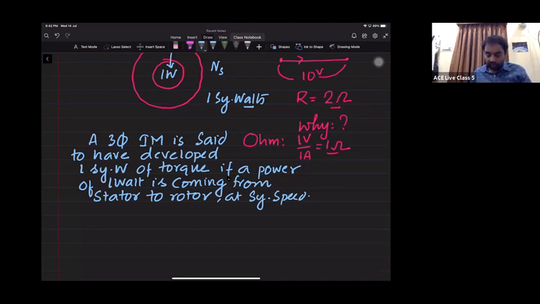So a 3-phase induction motor is said to have developed 1 synchronous watt of torque if a power of 1 watt is coming from stator to rotor at synchronous speed. This is the definition for synchronous watts. Just like ohms, if 1 volt results in 1 ampere of current, that conductor should have a resistance of 1 ohm. Similarly, if a motor has 1 watt of rotor input power when the field is rotating with synchronous speed, then we can say the motor is developing a torque of 1 synchronous watt. Is it clear?